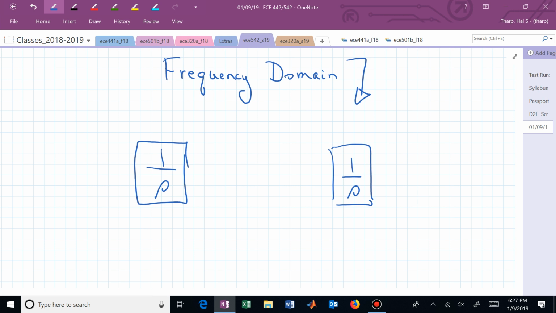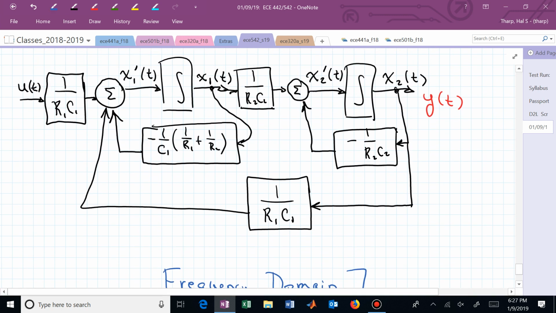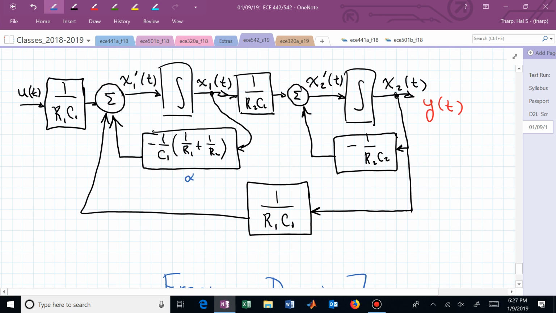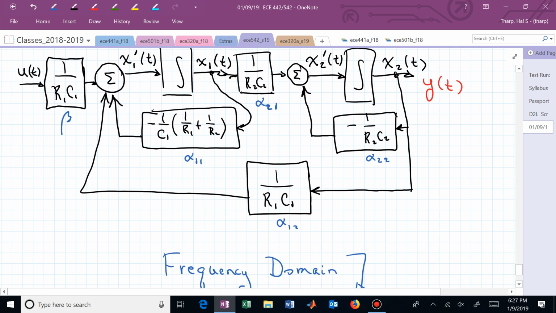And because I'm going to get lazy, I'm going to actually say, suppose that I call this mess of coefficients alpha sub 1, 1. And this coefficient alpha sub 1, 2. This one's alpha sub 2, 2. And this one is alpha sub 2, 1. And let me just call this coefficient beta. Are we okay with that?